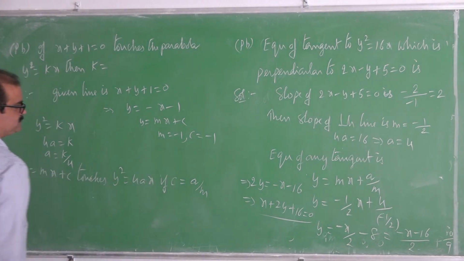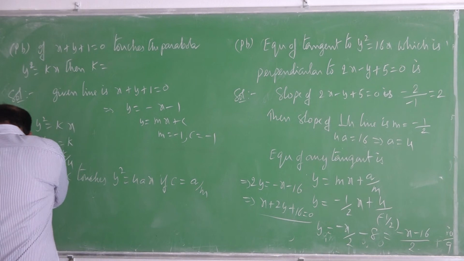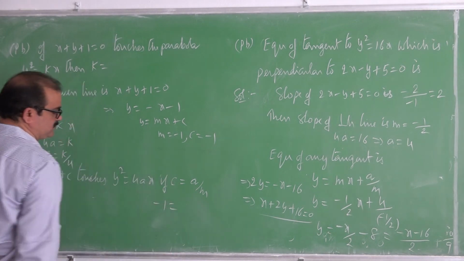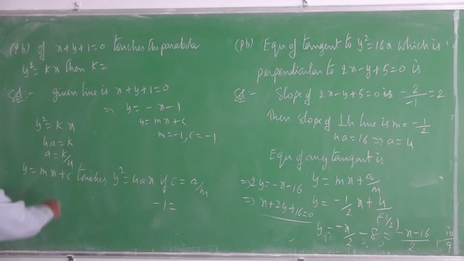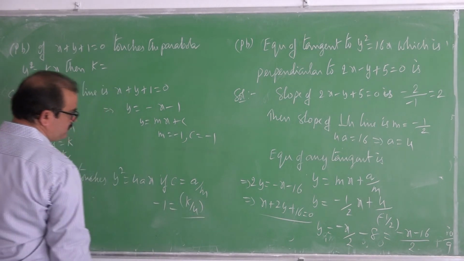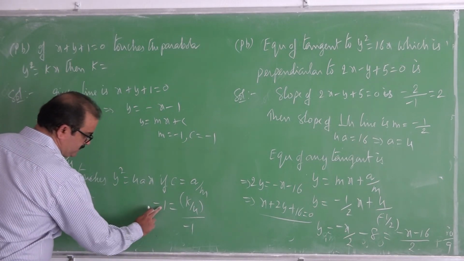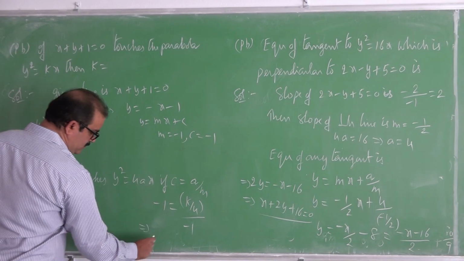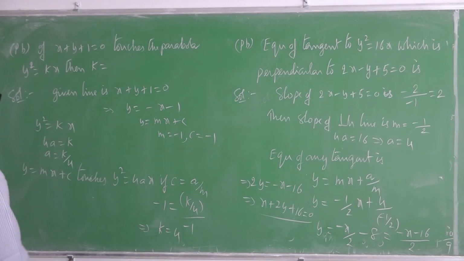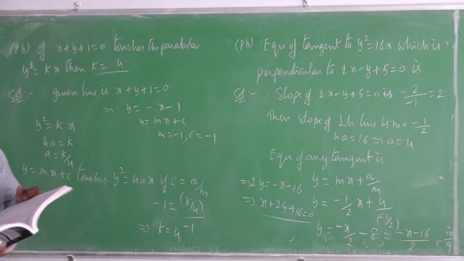Apply this condition. What is c value? Minus 1 is equal to a, k by 4, by m, minus 1. Cross multiply. Minus 1 into minus 1, 1. K by 4 is equal to 1. So k is equal to 4. Therefore, the value of k is 4.